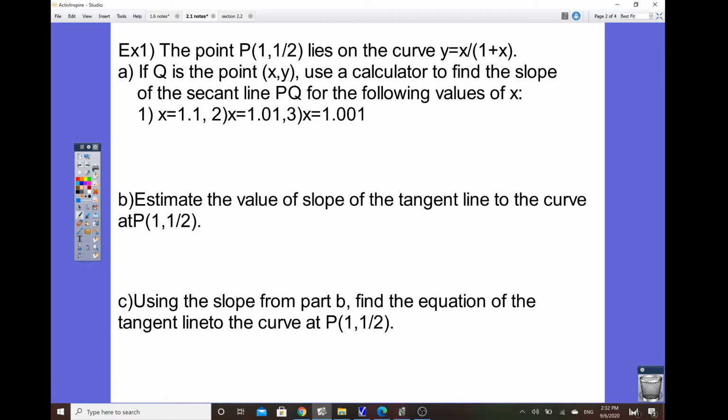Okay, so now let's take a look at the other one. It's given with the point 1, comma, 1 over 2. This one, the line's on the function y equals x over 1 plus x. For this one, we can use a graphing calculator.